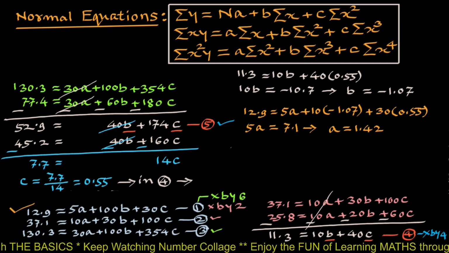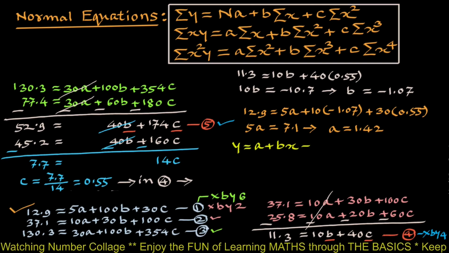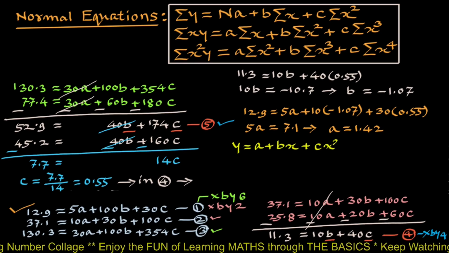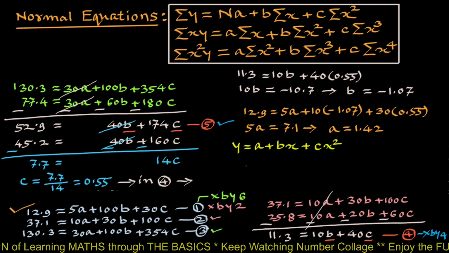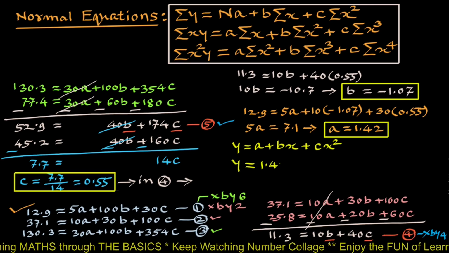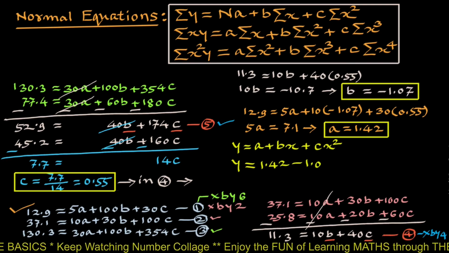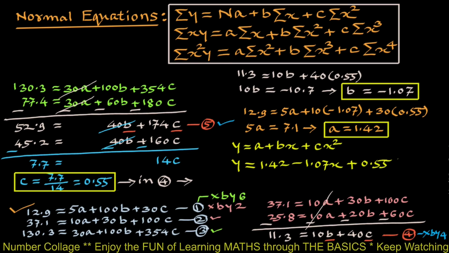Assuming the equation of the parabola to be y equals a plus bx plus cx square, the equation of the parabola that best fits the given values will be y equals 1.42 minus 1.07x plus 0.55 x square.